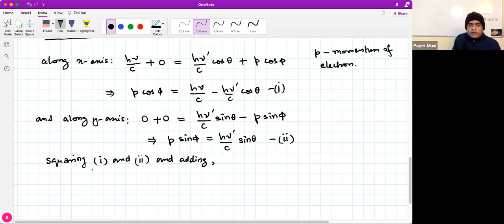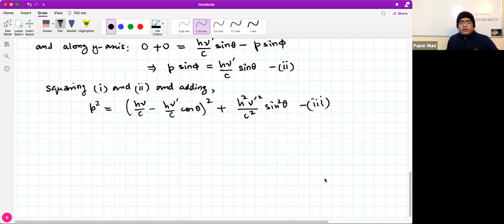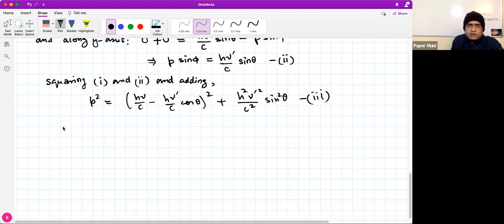If we add them, what we'll get is p square is equal to h nu by c minus h nu dash by c cos theta whole square plus h square nu dash square by c square sine square theta. So this is what we have here. Now we have to get p from the energy relation, and we'll just substitute them and get the final result.